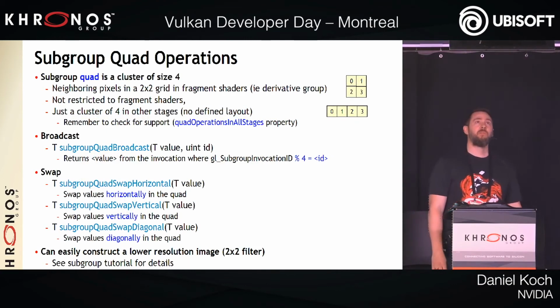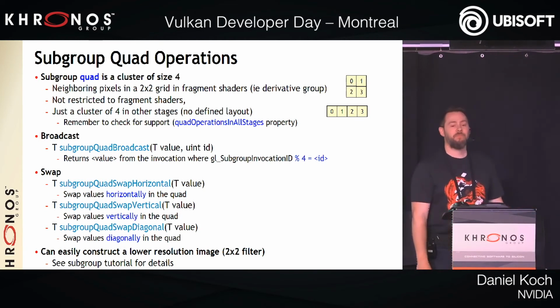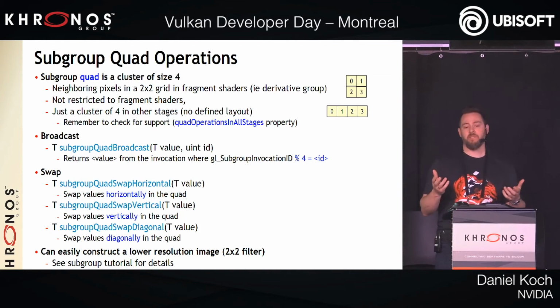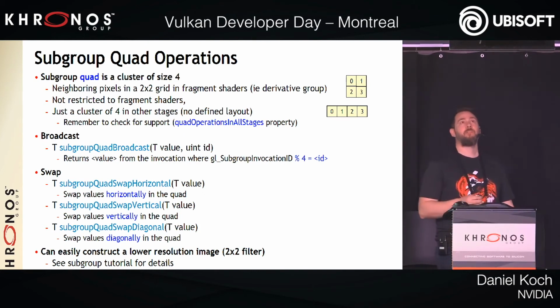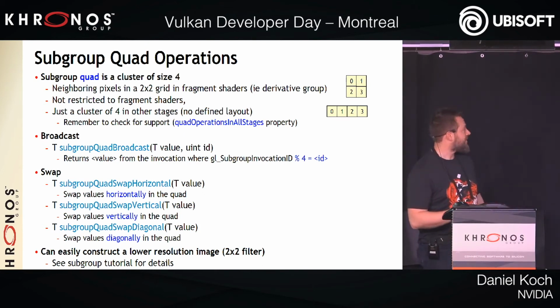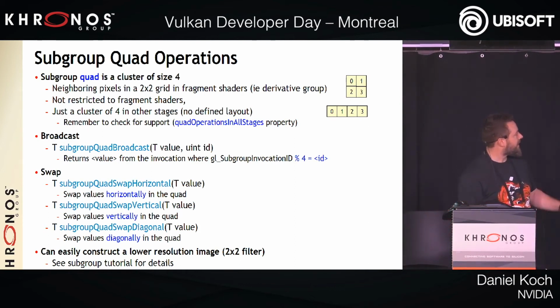Next, we have the subgroup quad operation. So a quad is essentially a specialized cluster size of size 4. Typically, these are going to be in your pixel shaders or fragment shaders. They typically represent a neighborhood of 2 by 2 pixels in a grid. So this is usually your derivative group that's used for LOD calculations or derivatives. And so we represent these as a quad 0, 1, 2, 3.